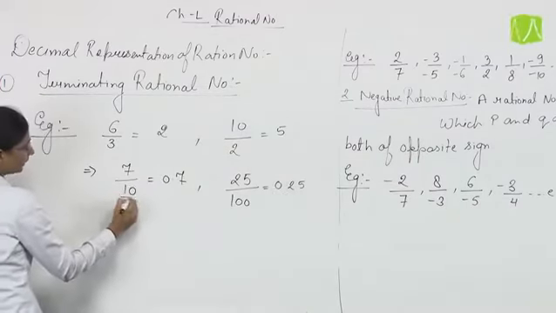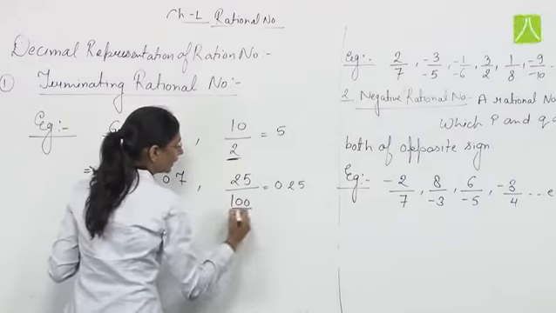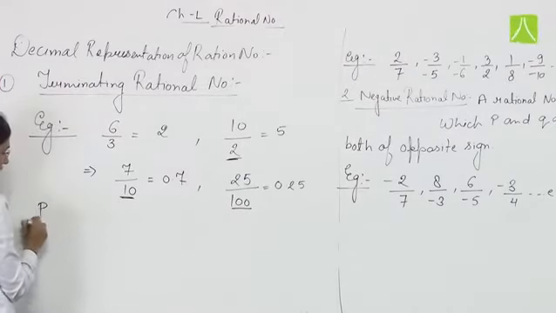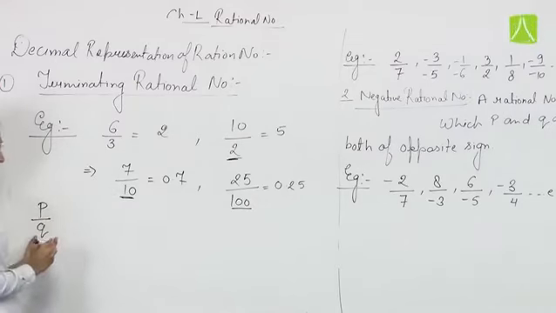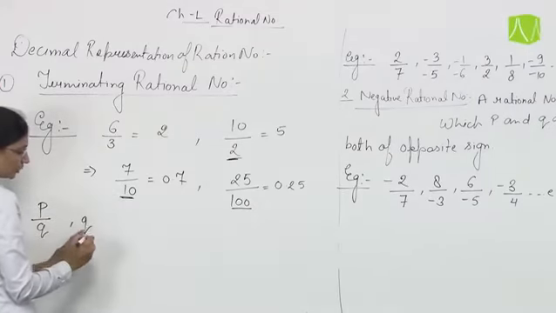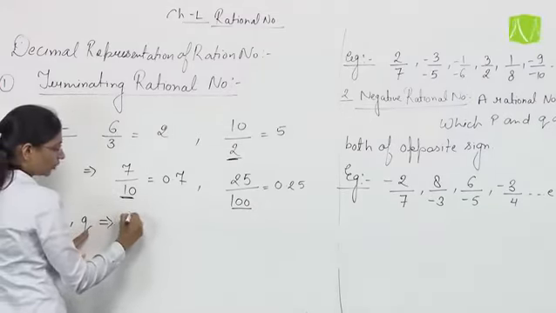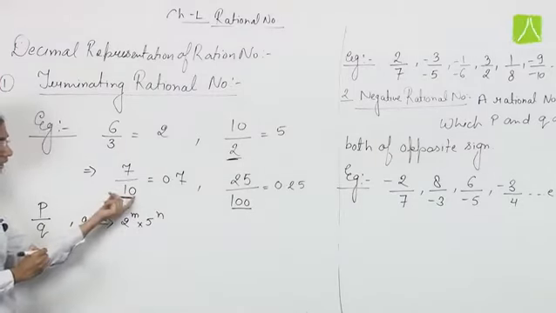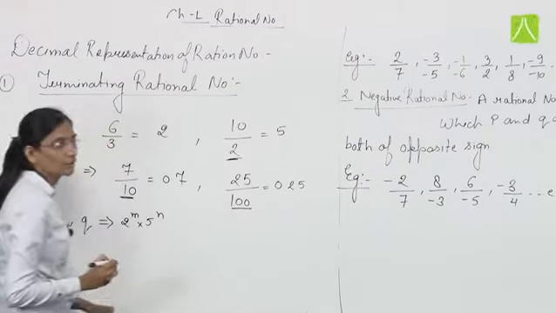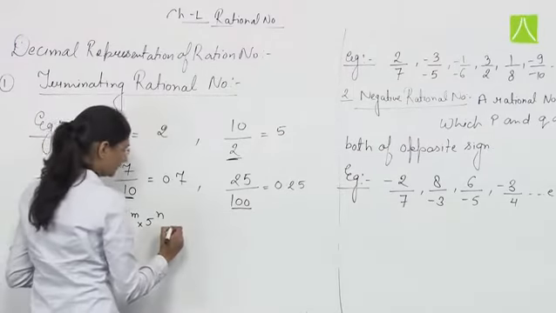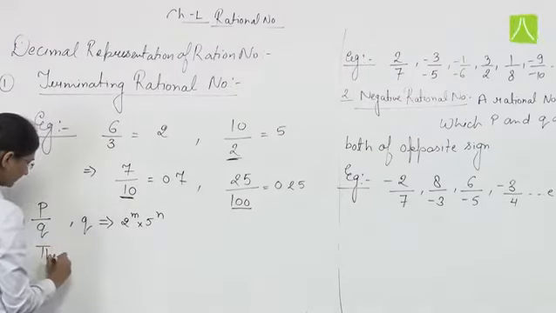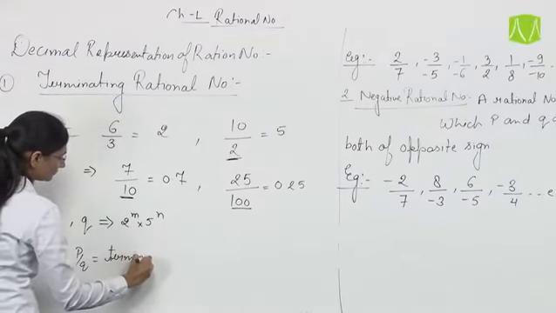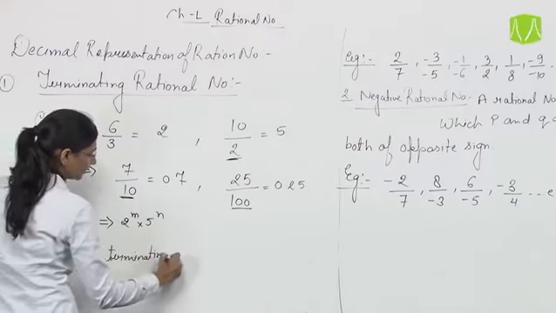So here we can observe that if the denominator of a rational number p by q is in the form of 2 raised to the power m and 5 raised to the power n, then the decimal expansion of the given rational number is terminating. Then p by q is a terminating rational number.